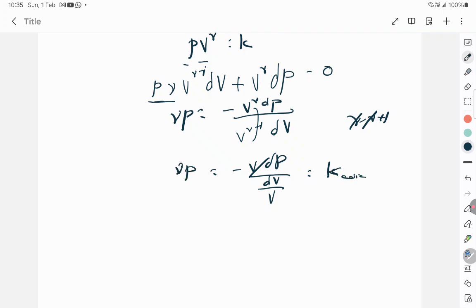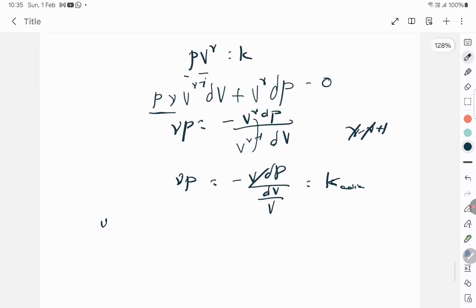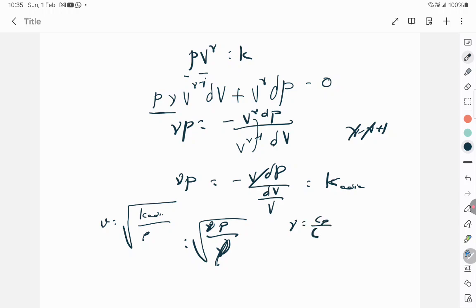So because it's adiabatic condition, instead of writing K adia by rho, you can replace it as gamma P by rho. Rho is the density, gamma is the Cp by Cv ratio. They will give gamma in the question. Okay, so that's about it. This is what is called Laplace's correction.